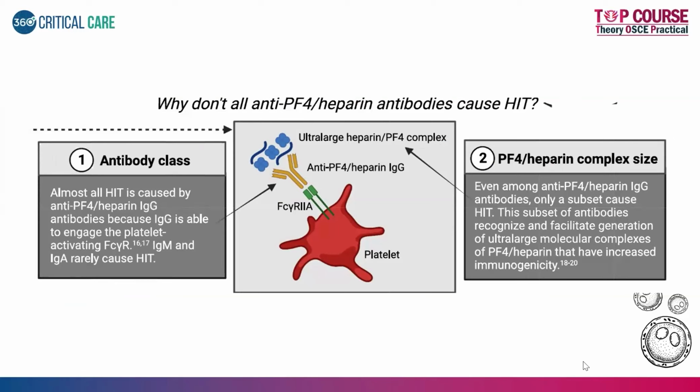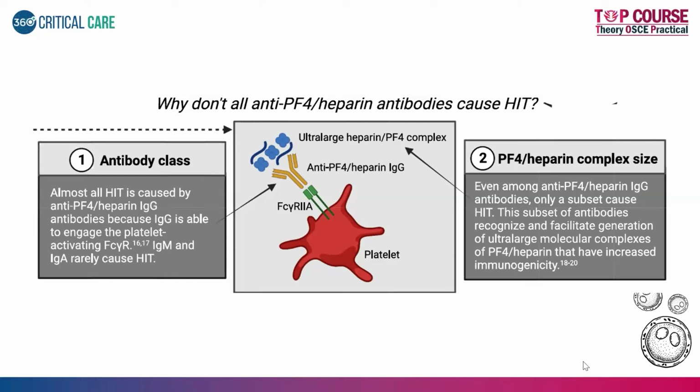Usually the IgG type is the one which causes the immune response. Other immunoglobulins like IgM and IgA rarely cause HIT. So if someone asks you in practice what type it is, you have to mention it is the IgG type. IgA, IgM do not cause it. And why do we talk about IgG? Because usually they are ultra large molecular complexes, and these are the ones which have the higher propensity to cause immunogenic reactions. So this is one practical question that I want you to remember.